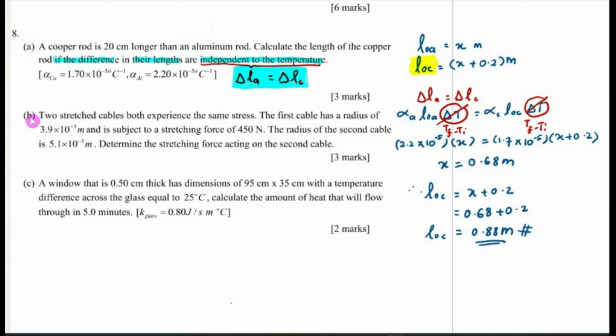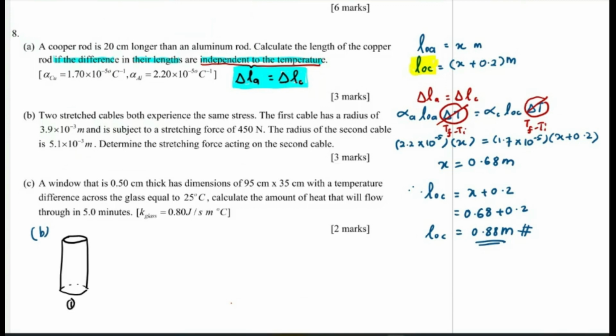Okay. So B. So here we have two stretch cables. Alright. So given that both experience the same stress. Maknanya dua-dua kabel ni, ada dua kabel. Saya buat kat bawah ni. Dia kata kedua-duanya tu stretch. And then bila kabel stretch means that kita letak force pada cross sectional area of the cable. For example, so this is the first cable. And this is the second cable.